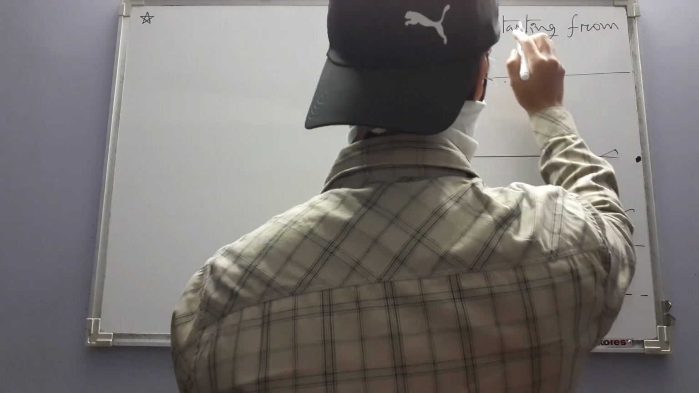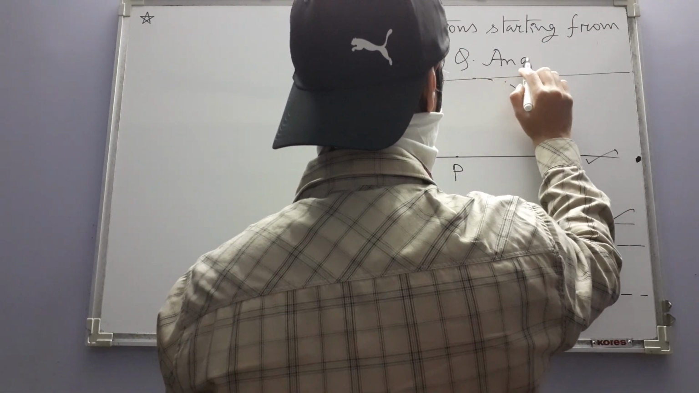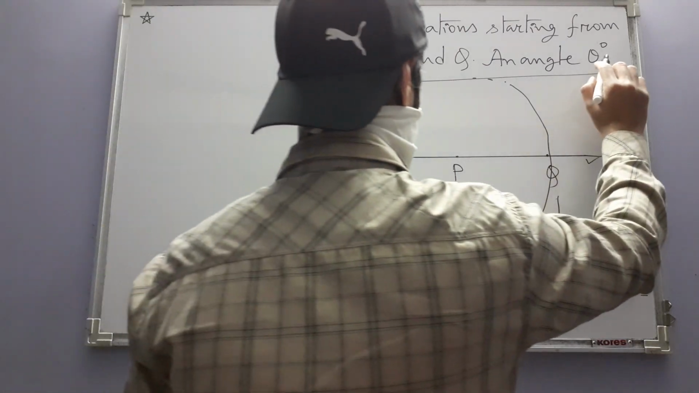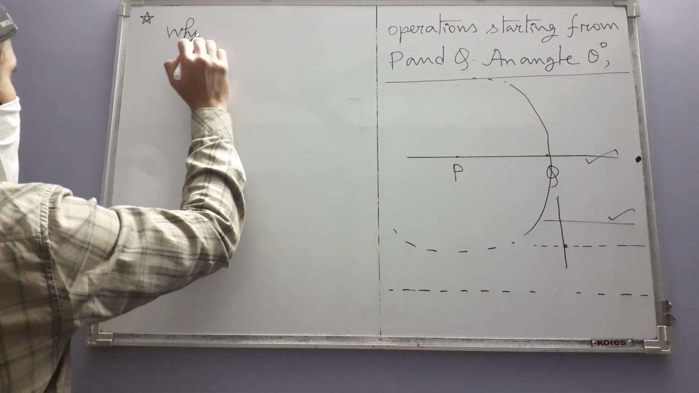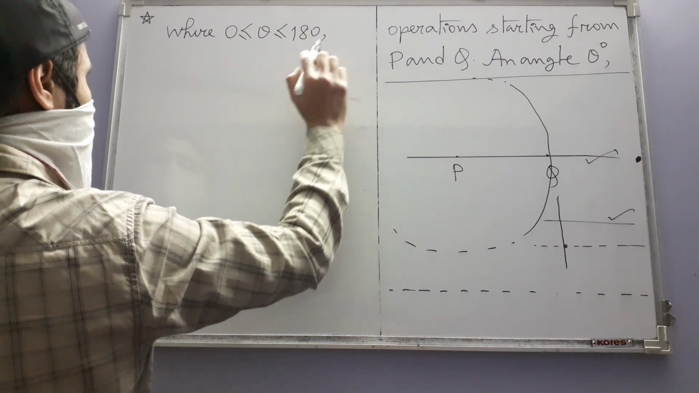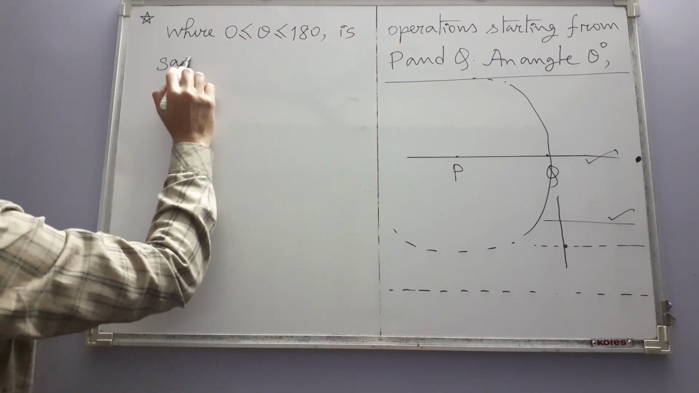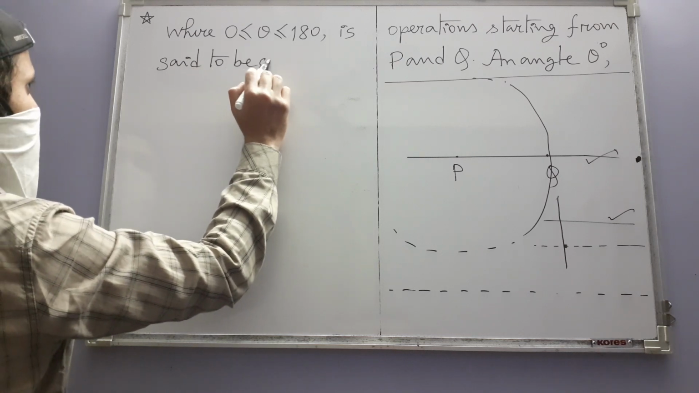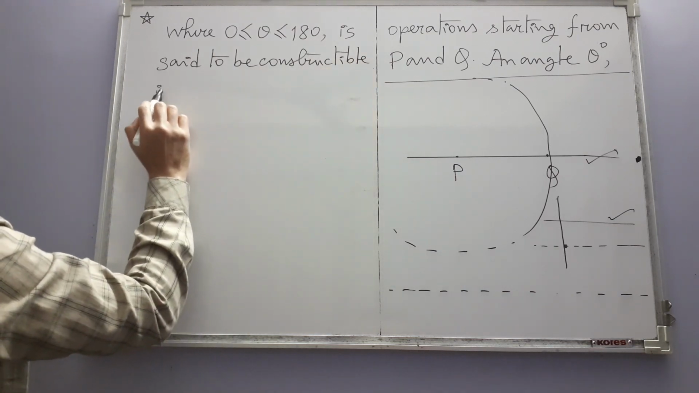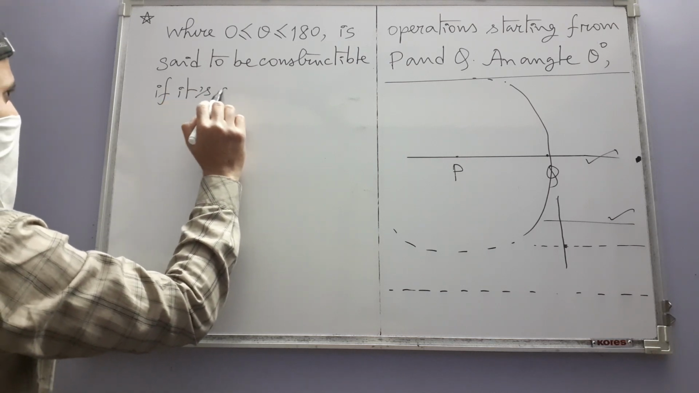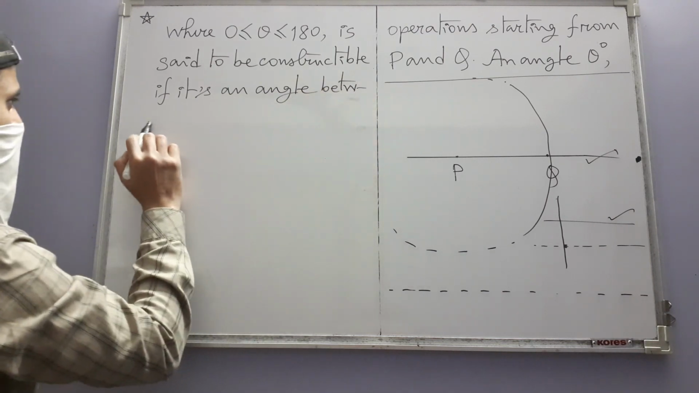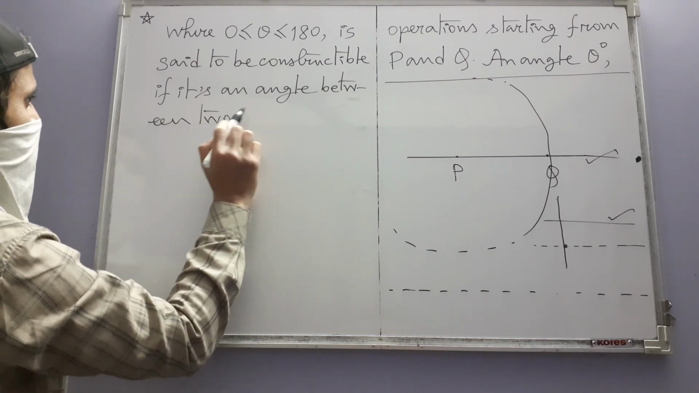So I can continue from here itself. An angle theta degree, where theta lies between 0 and 180, like this, is said to be constructible if it's an angle between two constructible lines. This also is something we will need.